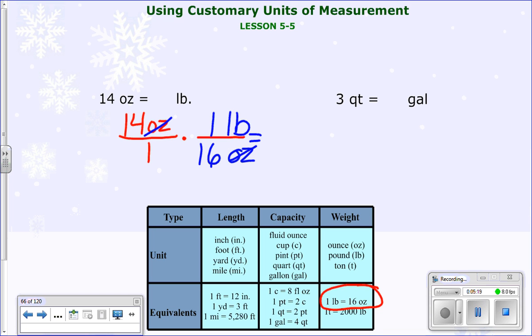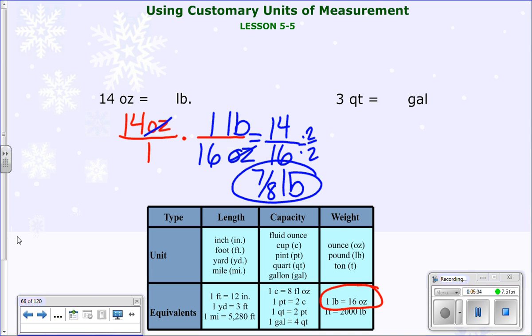So then I simplify. 14 times 1 is 14. 1 times 16 is 16. I get 14 sixteenths, which can be simplified by 2, and I get 7/8 of a pound. There we go. What I'd like you to do now is do this last one here. 3 quarts is how many gallons? So I want you to go ahead and do what I just did. So go ahead and pause me now.